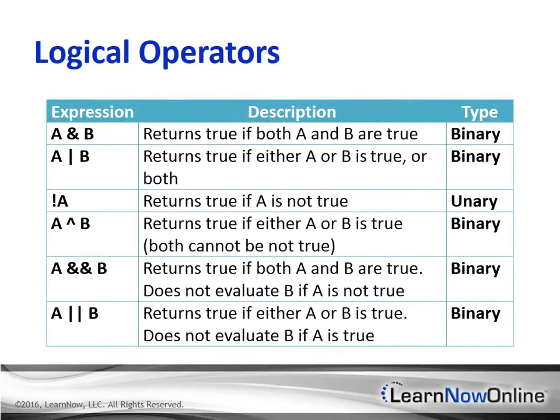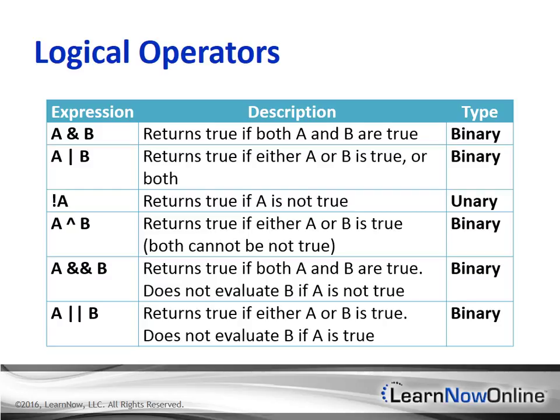You can use the logical operators shown here to compare two expressions. First one listed is A and B, and this returns true if both A and B are true, and it's a binary type operator, requires two operands. A or B returns true if either A or B is true, or both. That's also a binary operator.